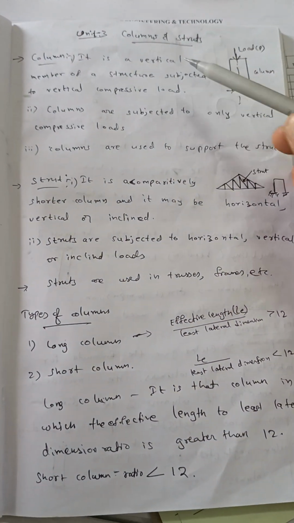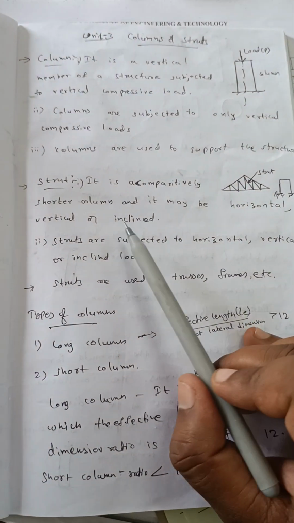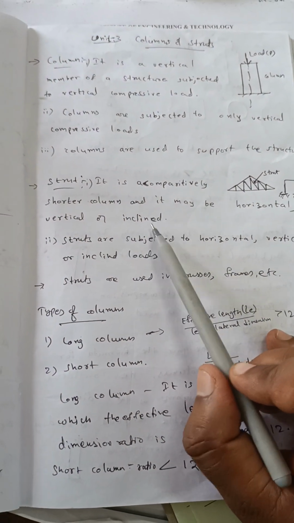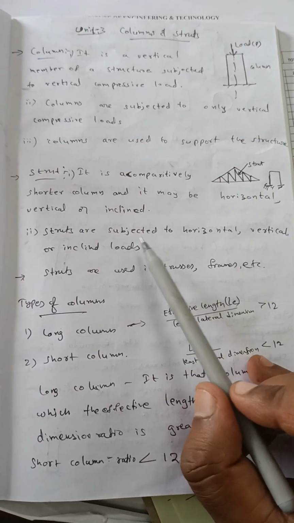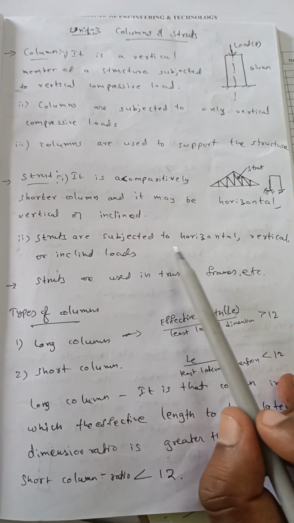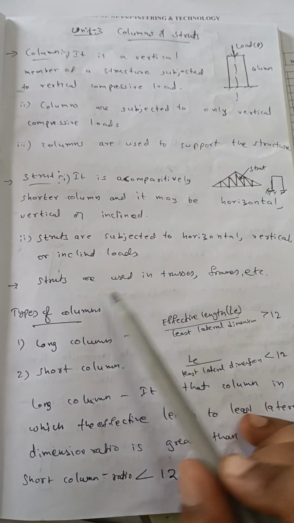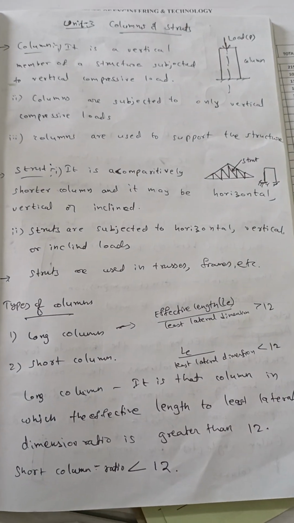So, what is the main difference between column and strut? A column is long, a strut is a shorter column, and it may be horizontal, vertical, or inclined. A column is only vertical. The second difference is that only vertical compressive loads act on a column, whereas horizontal, vertical, or inclined loads may act on a strut. A column is used to support structure, while struts are used in trusses and frames, etc.